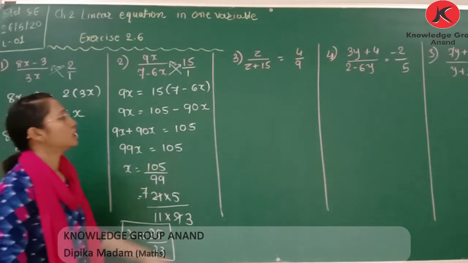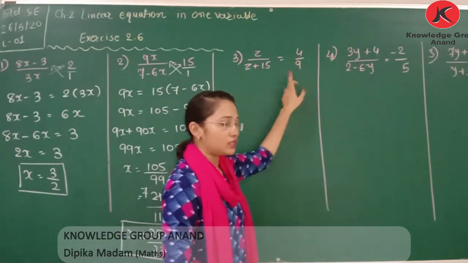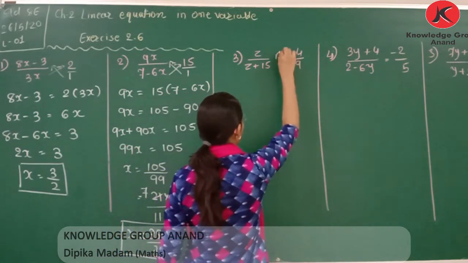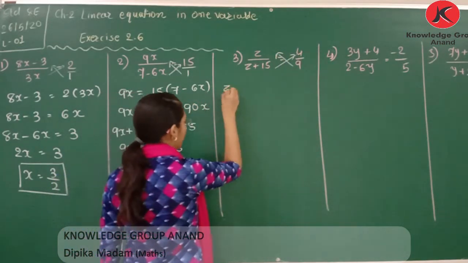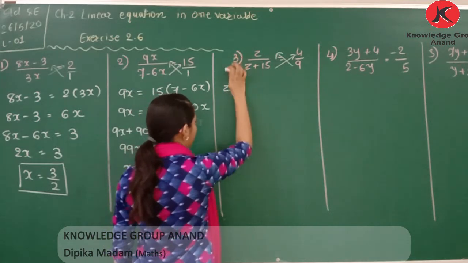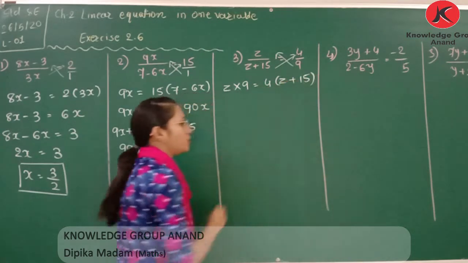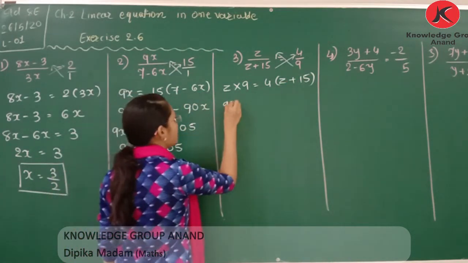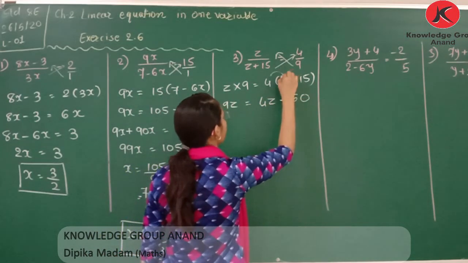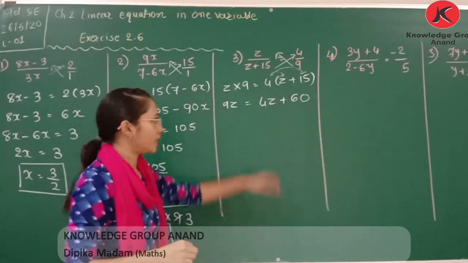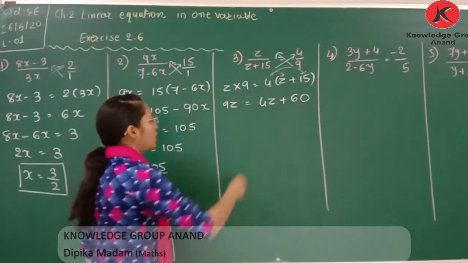For the next one, z divided by z plus 15 is equal to 4 by 9. Cross multiplication. 9 is multiplied with z and z plus 15 is multiplied with 4. Now it is 9z is equal to 4z plus 60. 4 is multiplied with both terms in the bracket. 4 multiplied with z it is 4z and 4 multiplied with 15 it is 60.